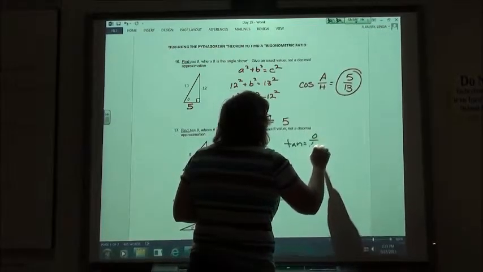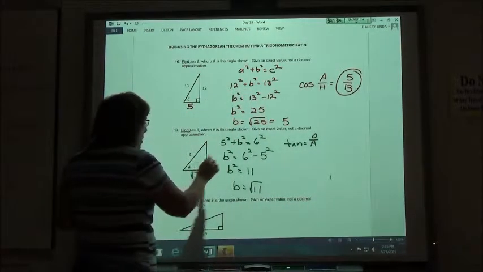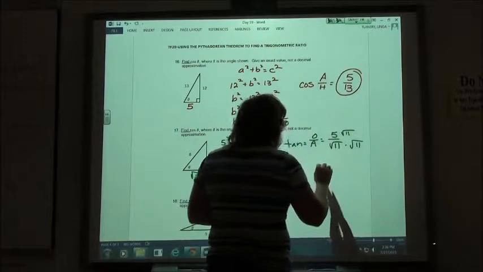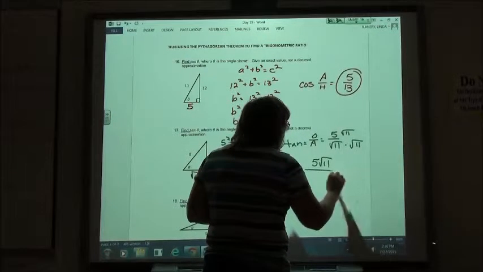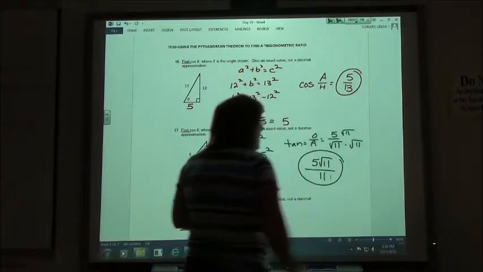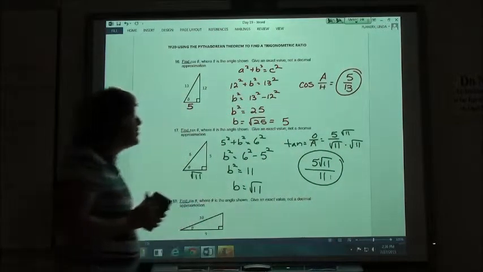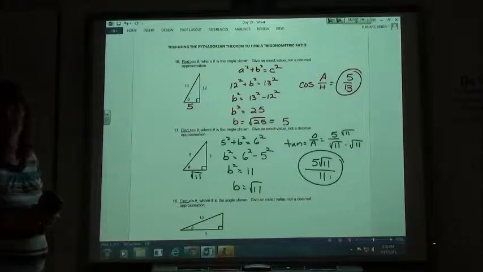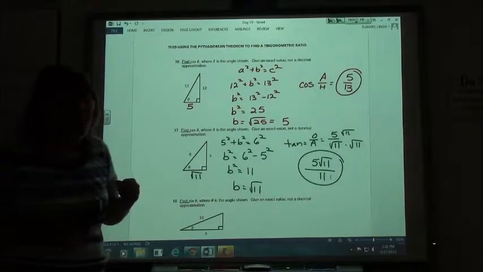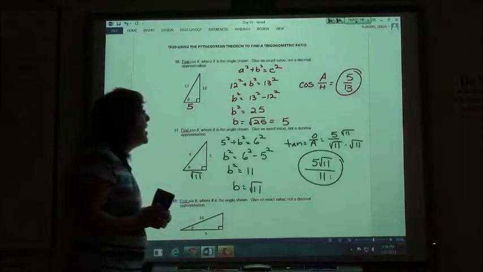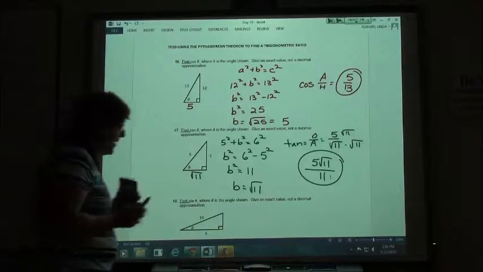Tangent is opposite over adjacent. So opposite is 5, adjacent is square root of 11. We have to rationalize that denominator. So 5 square root of 11 over 11. I'm just assuming that you know when you take the square root of 11 times the square root of 11, you get the nice plain 11. You get the square root of 121, which is 11. So skipping that, assuming that you can do that in your head, or if you need to, on your paper.